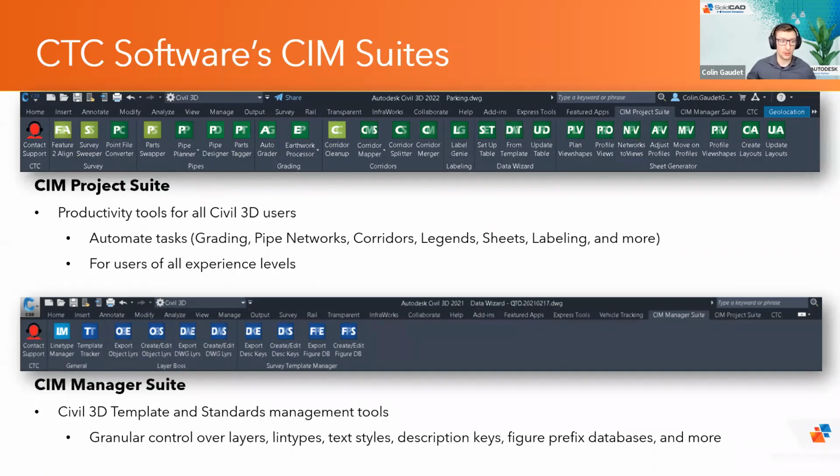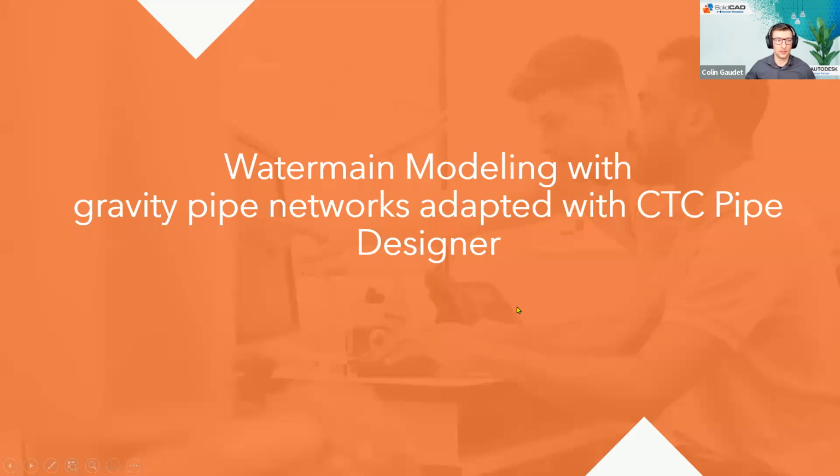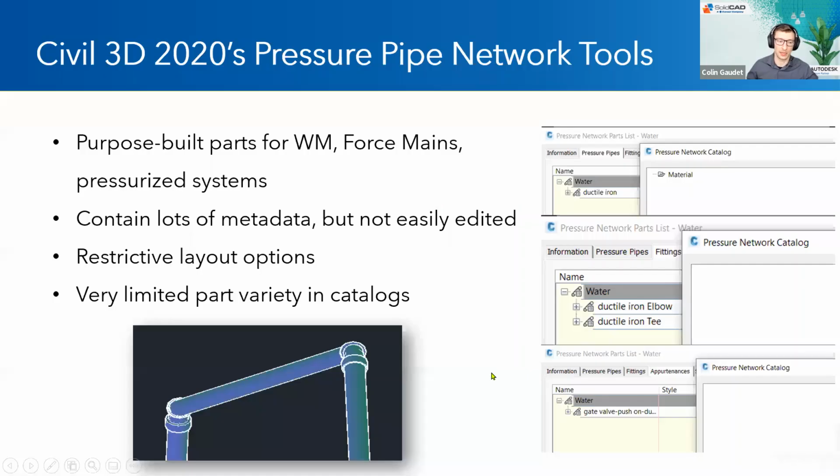Today, though, we are going to be talking about water main modeling with some of these CTC tools. As a brief history, legacy pressure pipe networks had not had many updates up until 2021. They were supposed to be the tool of choice for pressurized networks, be it force mains, water mains, gas mains, or even hydro ducts, where you don't need to worry about slopes and catchment areas like you would in storm or sanitary.